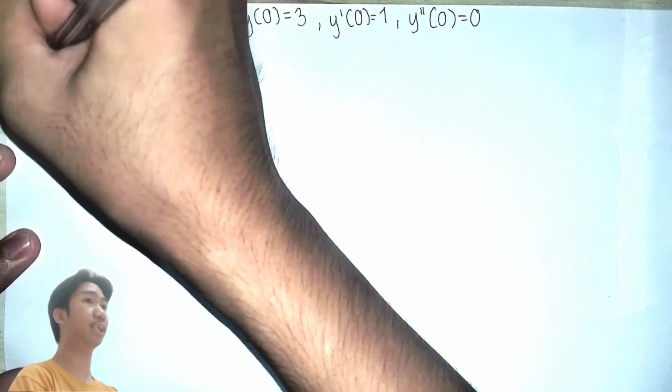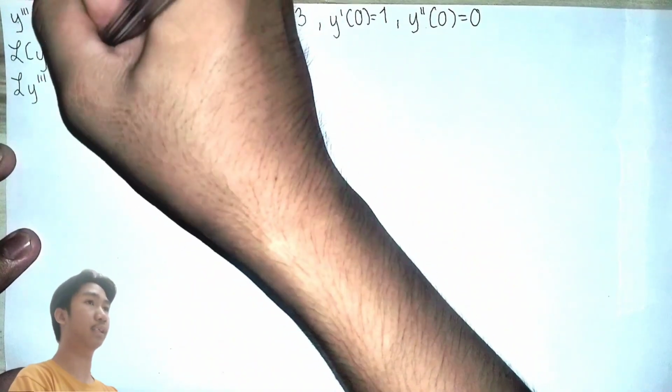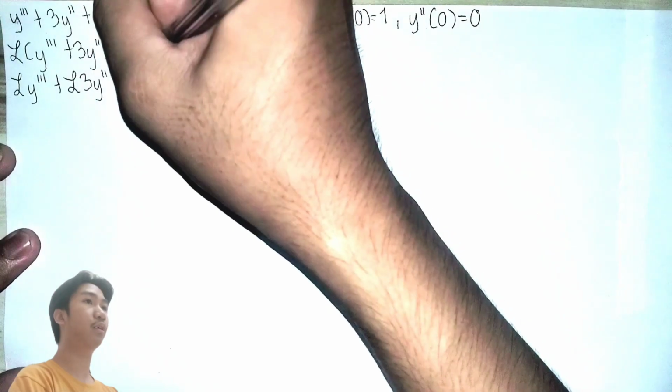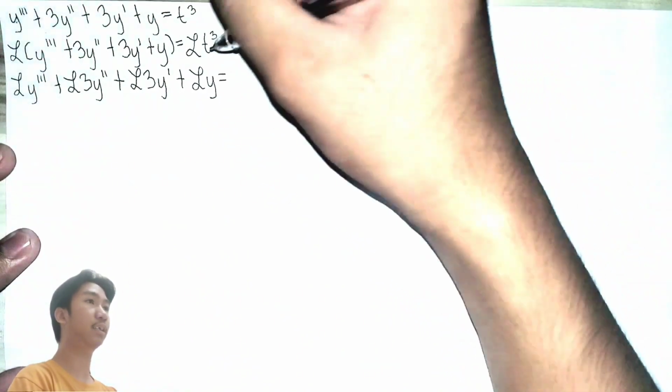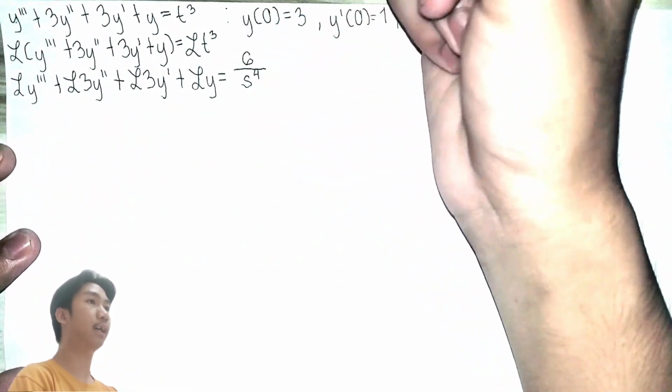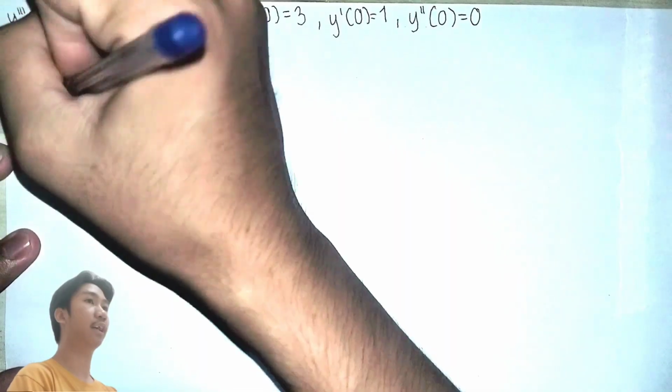And we expand the Laplace on the left side and we take the Laplace on the right side. That would be the Laplace of y''' plus the Laplace of 3y'' plus the Laplace of 3y' plus the Laplace of y is equal to the Laplace of t cubed, which is 6 over s raised to 4. And by using the standard formulas, we take the Laplace on the left side.